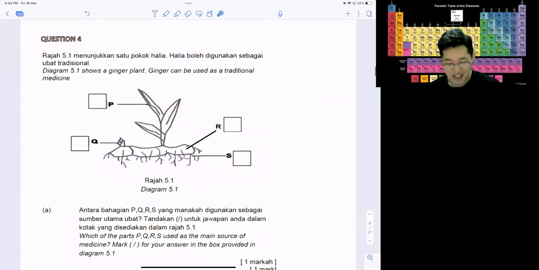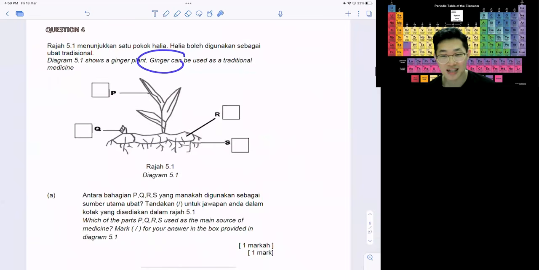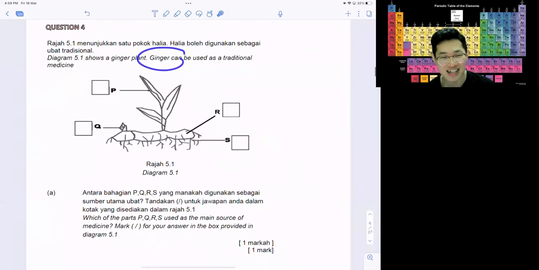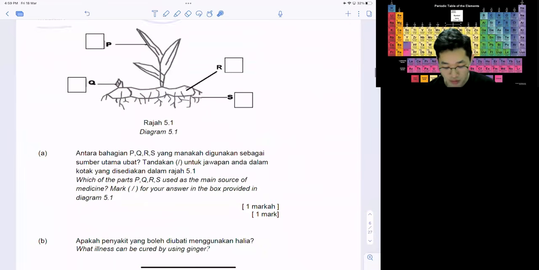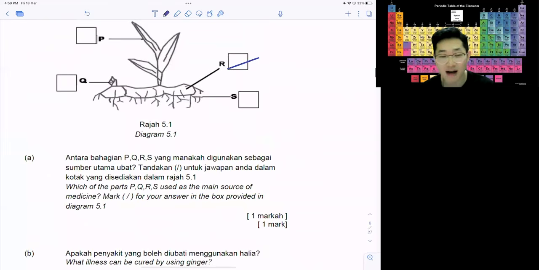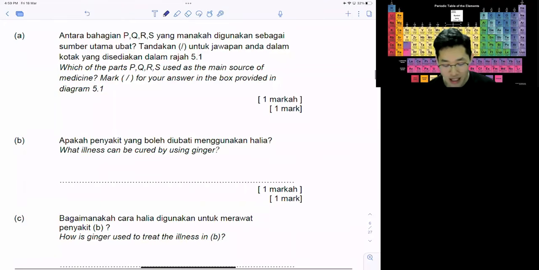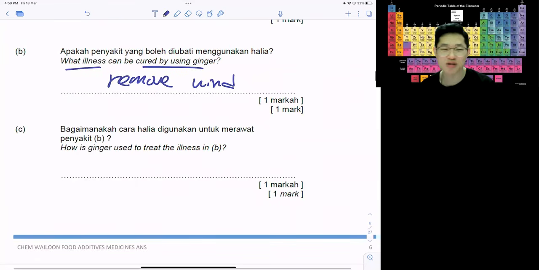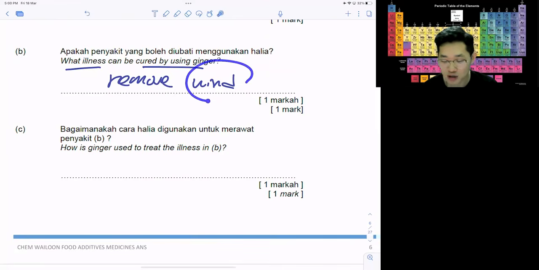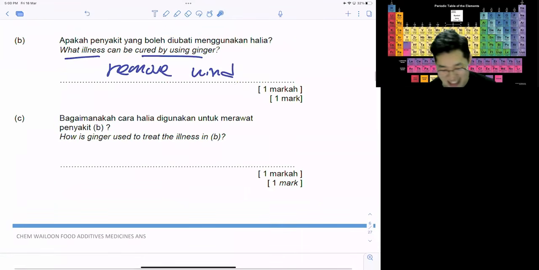Okay, this question 4, you see, this one shows a ginger. It can be used as a traditional medicine. So they ask you, which part is the main source of medicine? Ginger, yes, part R. What illness can be cured by using ginger? Ginger can remove wind in the stomach. Release wind also can, or gas also can. You want to write wind or gas? The textbook writes wind, then you write wind.